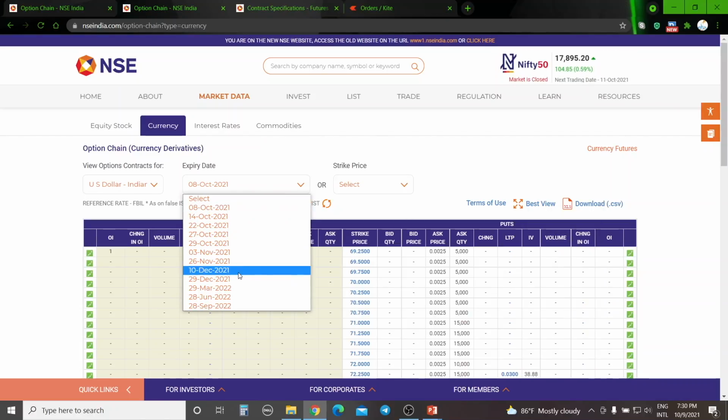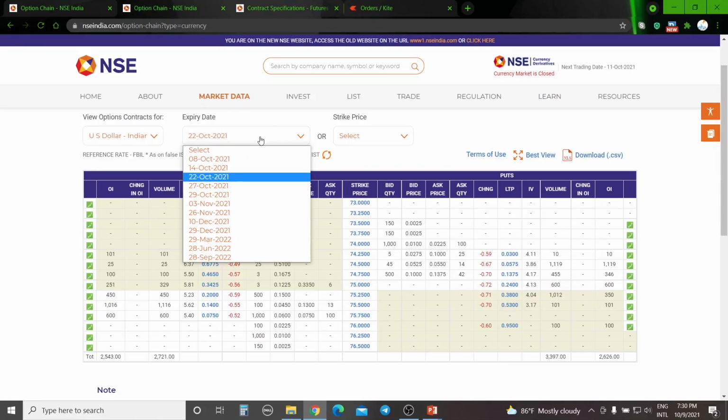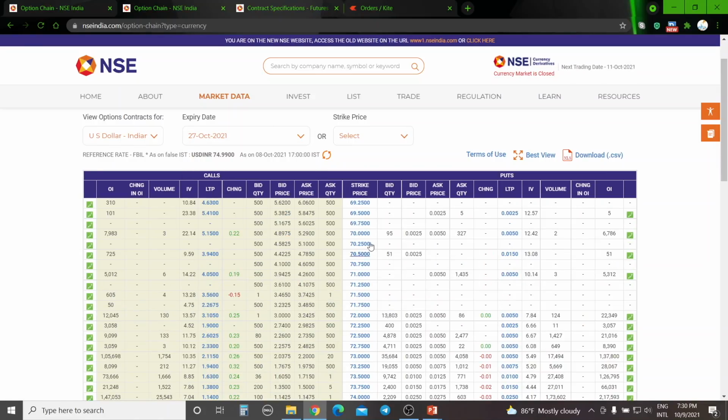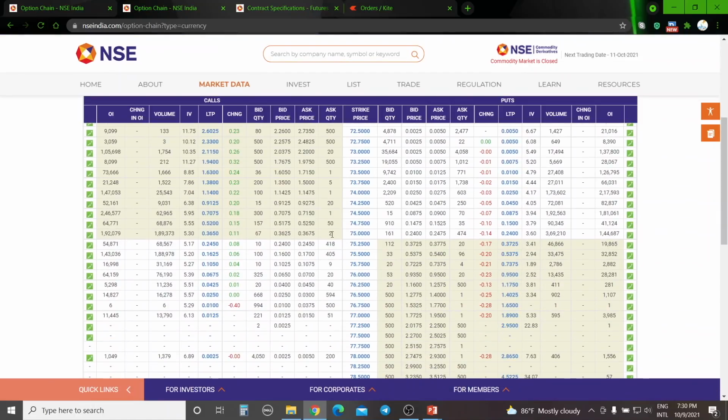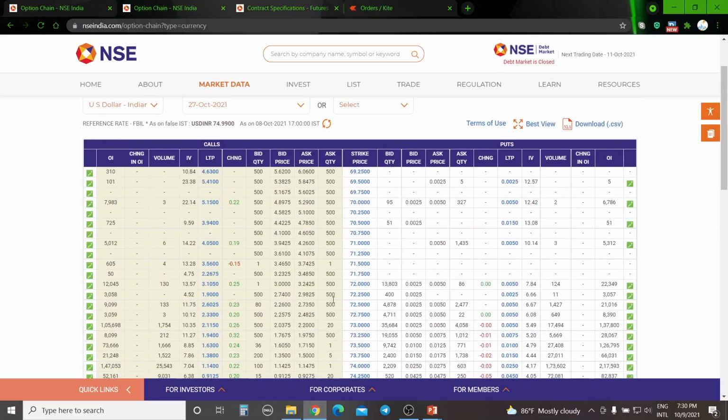We can go here and see. 22nd you see, not many strikes are available. You have few strikes only. Let us go to 27th. You can see huge amount is available. You see the liquidity. This is the regular monthly expiry. Huge amount of liquidity is available. So many contracts will be available.